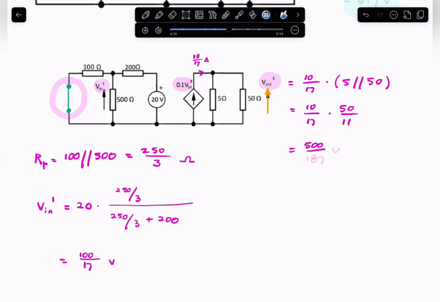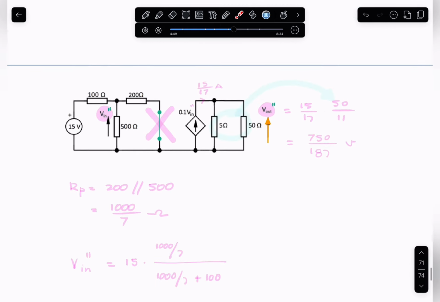500 divided by 187 volts. So that's V out prime. We found that by short-circuiting the first source and retaining the second.